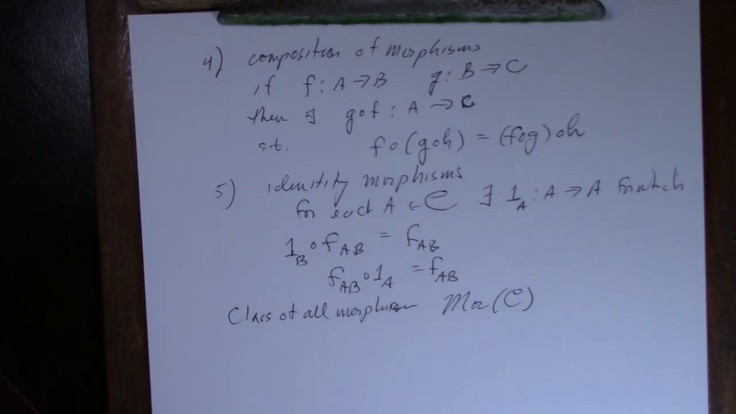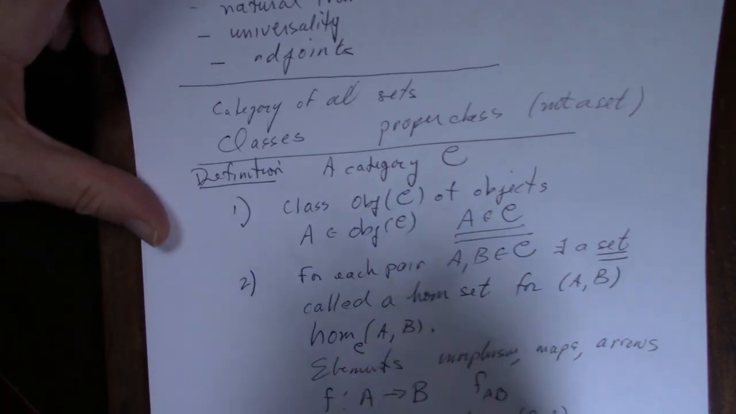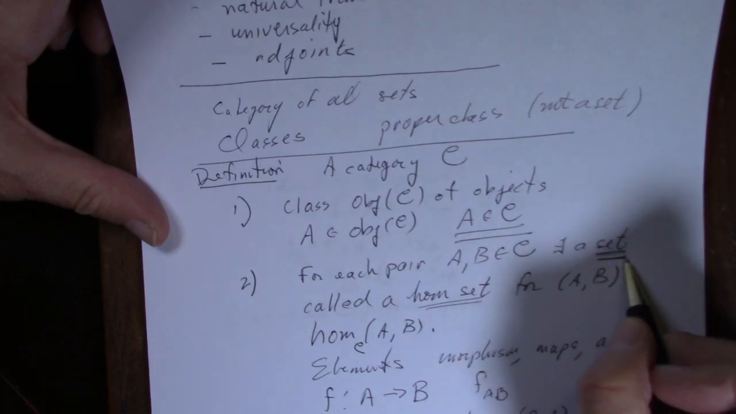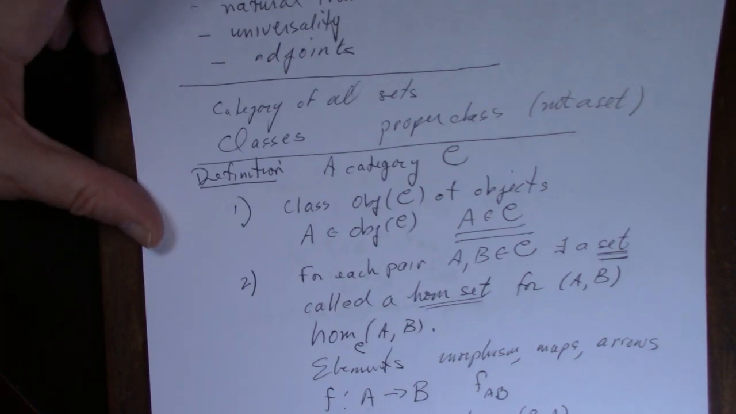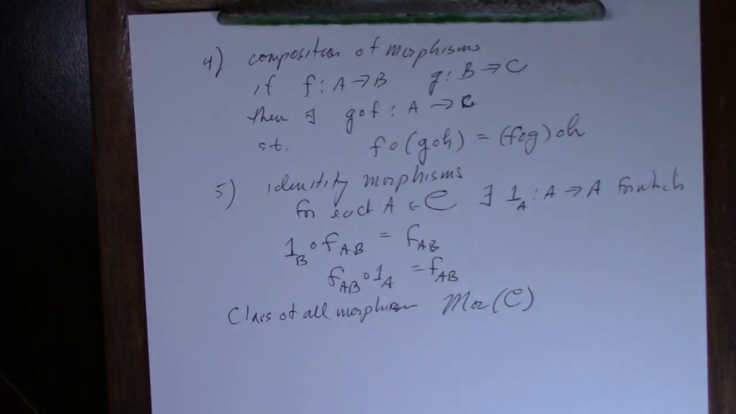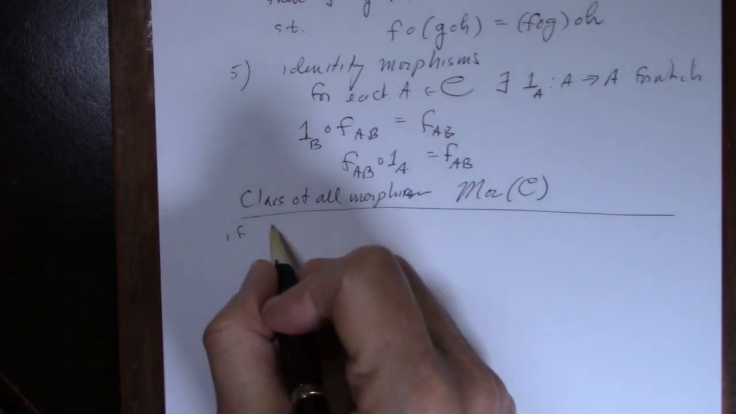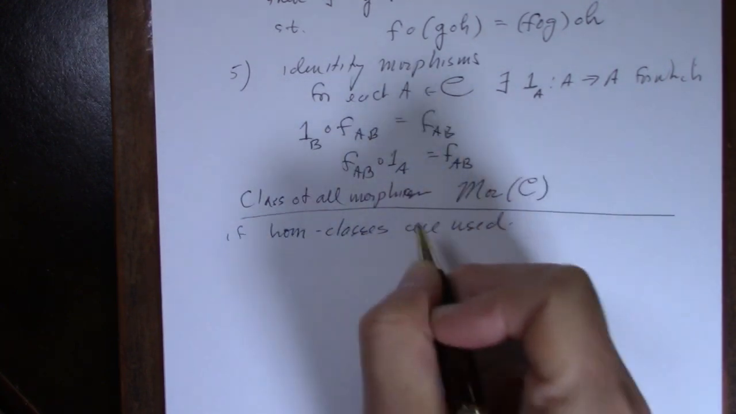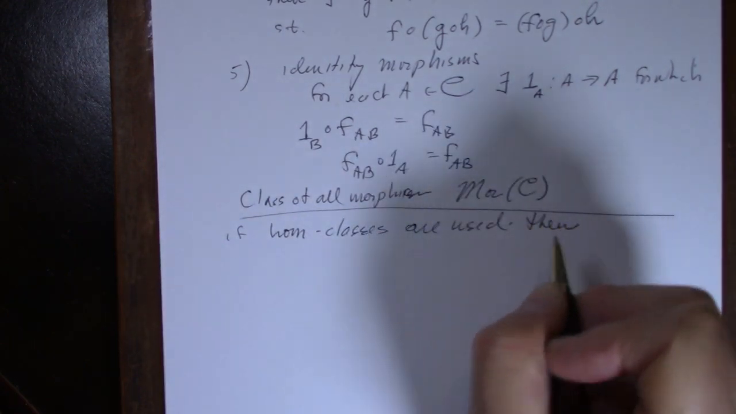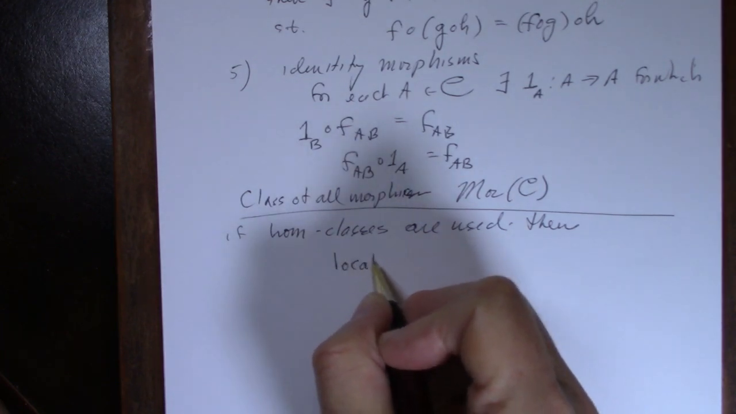Another issue that comes up with this definition, you will recall that for the morphisms, the Hom sets were defined to be sets. Some authors allow Hom classes rather than Hom sets. We're not going to need that. We're not going to worry about that too much in these lectures. But just to be clear on this, if Hom classes are used instead of Hom sets, then when the Hom classes are in fact Hom sets for a particular category, that category is said to be locally small.